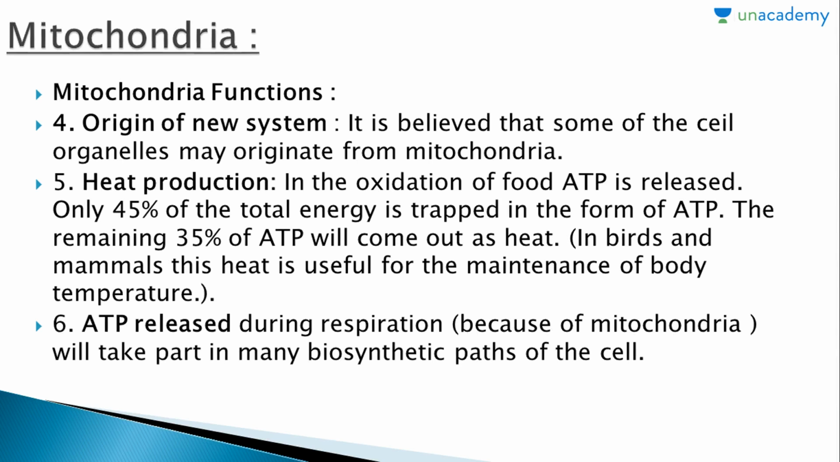Other functions of the mitochondria: origin of new organelles. It is believed that some of the cell organelles may originate from mitochondria, but it's just a belief. Heat production. In the oxidation of food, ATP is released. Only 45% of the total energy is trapped in the form of ATP. The remaining 55% will come out as heat. In birds and mammals, this heat is useful for the maintenance of body temperature, as we are warm-blooded animals, so we need to regulate our body temperature according to the outside environment.